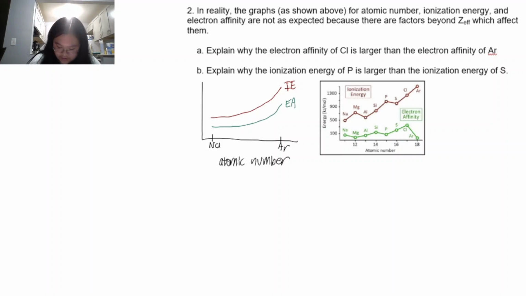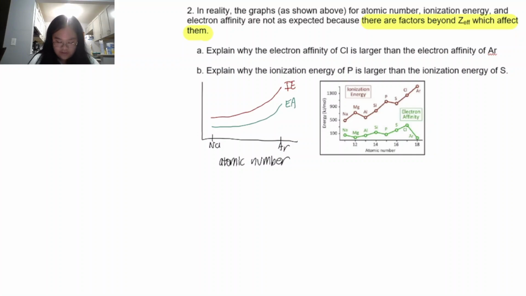For example, over here, you can see that aluminum has a lower ionization energy than magnesium, and sulfur has a lower ionization energy than phosphorus. And very noticeably, you can see that argon has a much lower electron affinity than chlorine. And the reason behind these differences is because there are factors beyond Z effective which affect ionization energy and electron affinity, and we only considered Z effective when making our combined graphs. So let's take that into account when we do the rest of question 2.